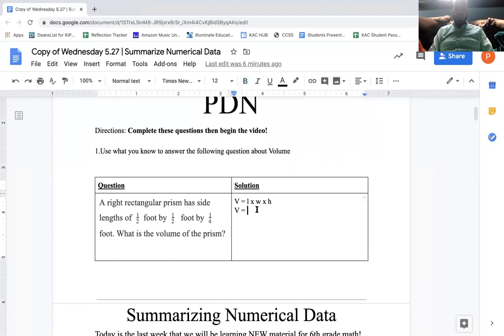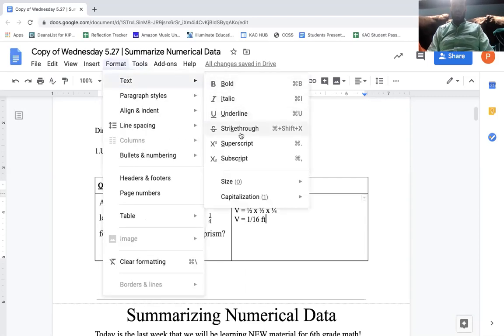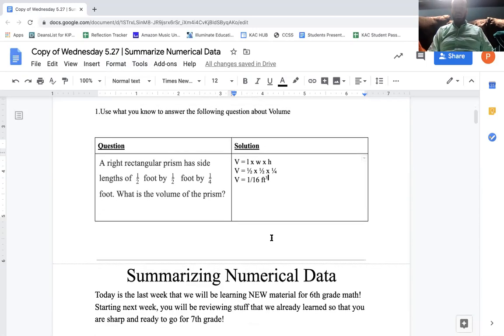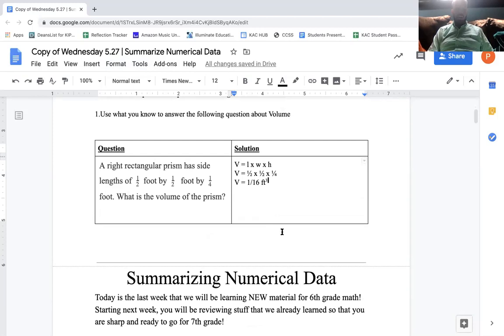Okay, pretty straightforward question here. It's length times width times height. Top times bottom. Top times top times top. 1 times 1 times 1 is 1. 2 times 2 is 4 times 4 is 16. So 1/16 foot. I'm going to put it to the third power because I know all volumes have to be a third power. If you put cubic feet, or feet cubed, that's totally fine as well. You just put the 3 in there. I'll know what you mean, and I'll mark it as okay.